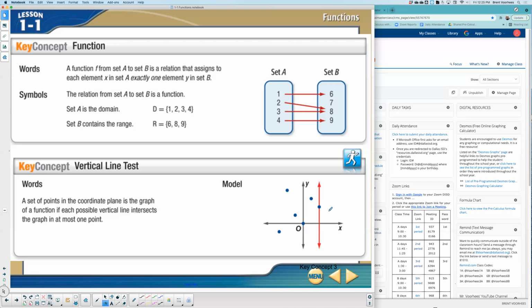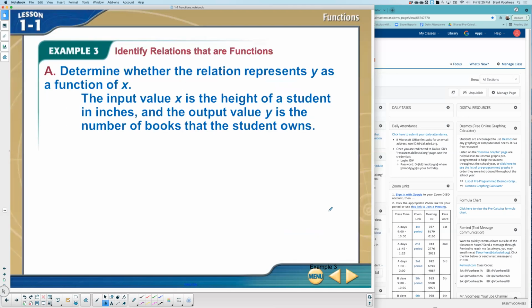So now I'm going to give you a few examples, and we're going to determine if these are functions or not functions. These are real world. So that's what pre-calculus really is. It's all the math knowledge you know put to real world. So here's the first example. It says the input value, X, is the height of a student in inches, and the output, Y, is the number of books the students own.